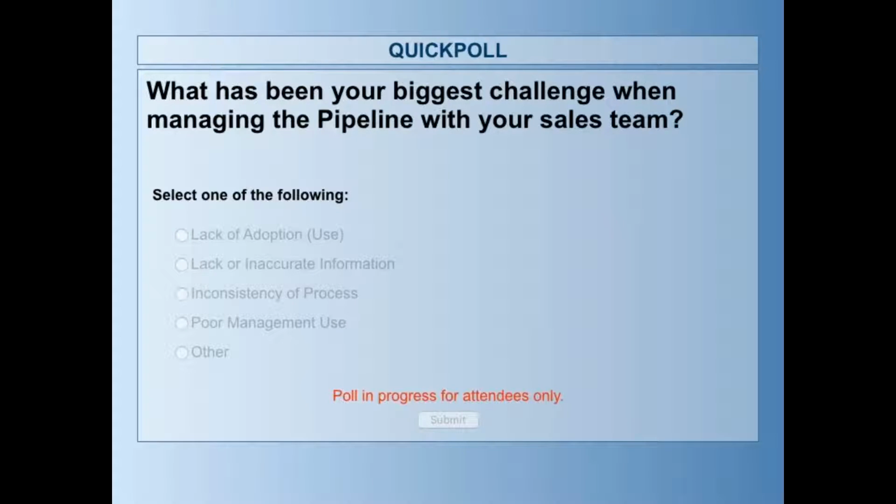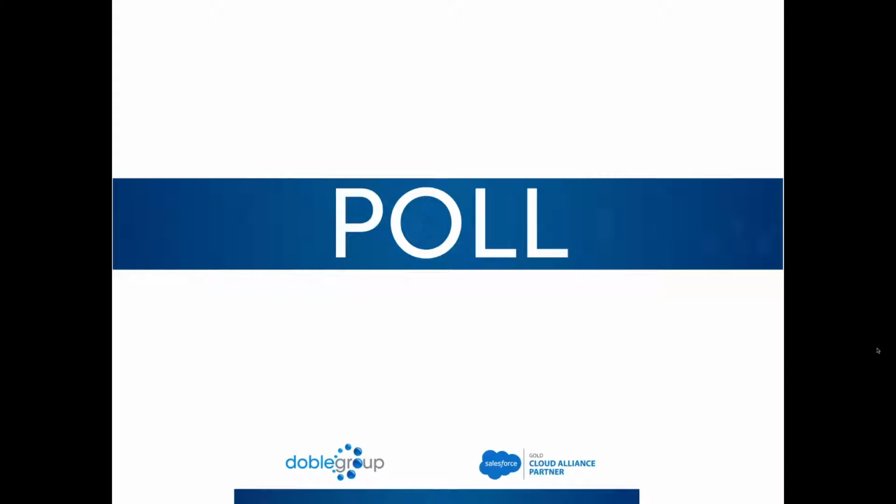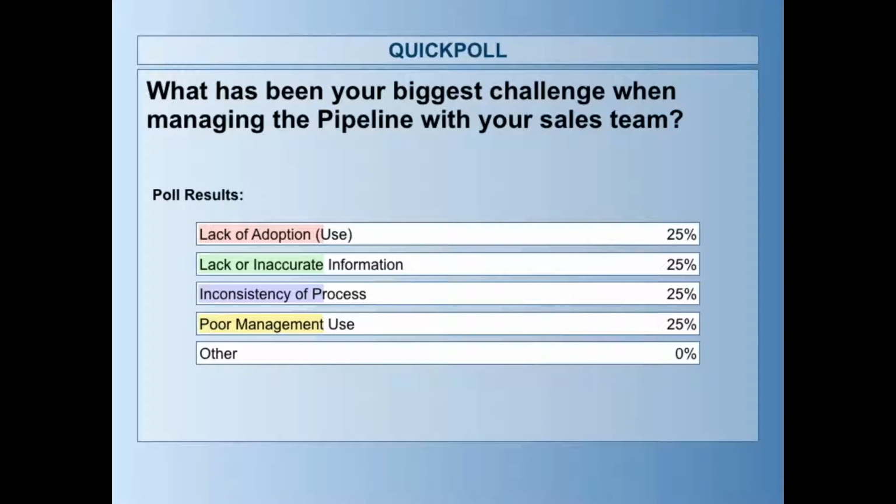Here we go. So we're closing the poll, and for the first time ever, you're going to see that it was a complete tie. 25% of you said lack of adoption. 25% of you said lack of or inaccurate information, meaning they don't have the information or the information is not the right information. 25% of you said some people use it well, some people don't. And 25% said it's management. They're really not pushing the pipeline the way that they should.